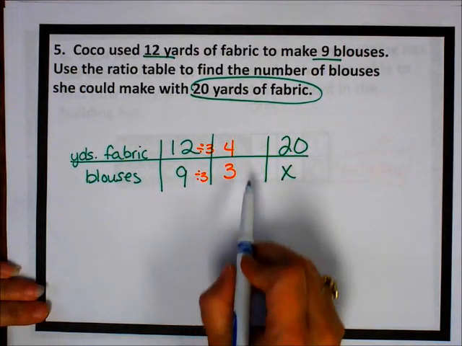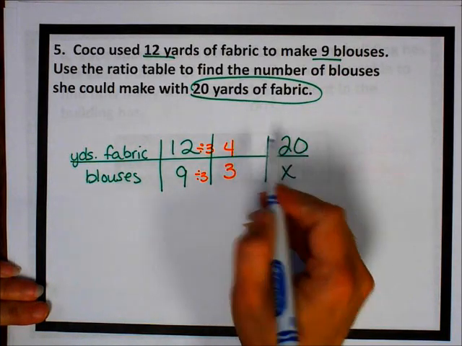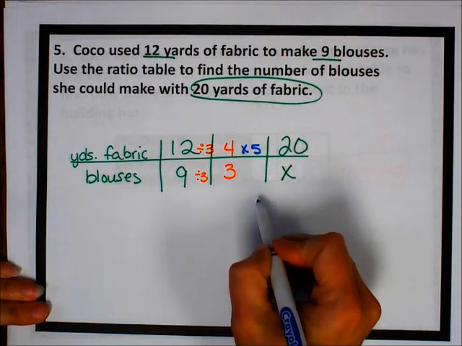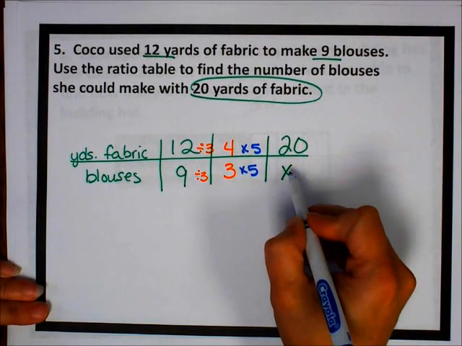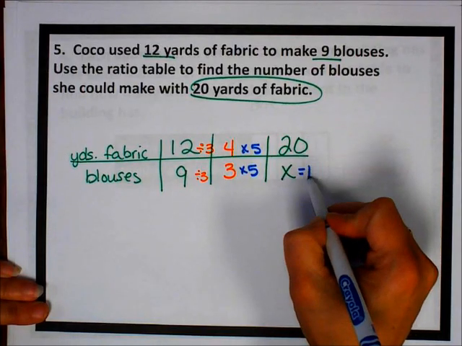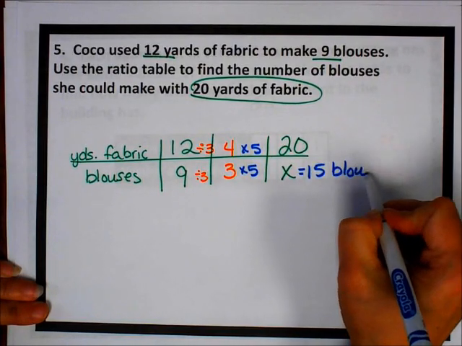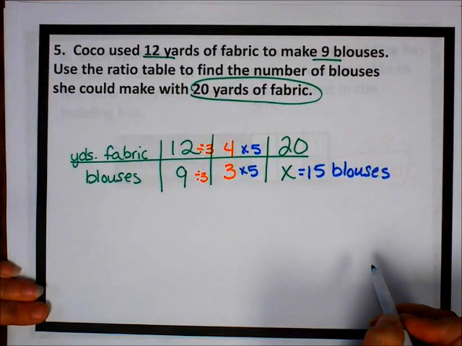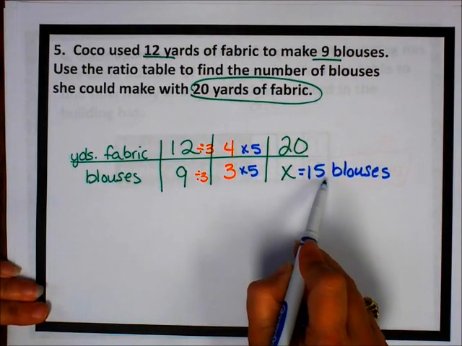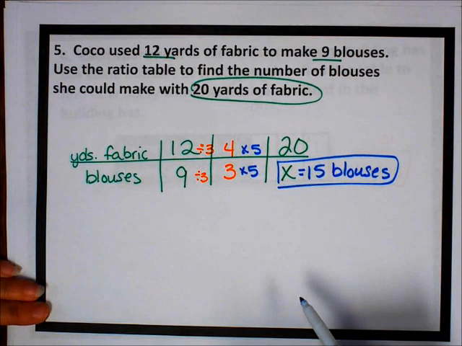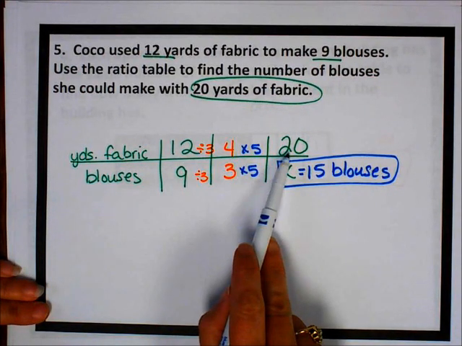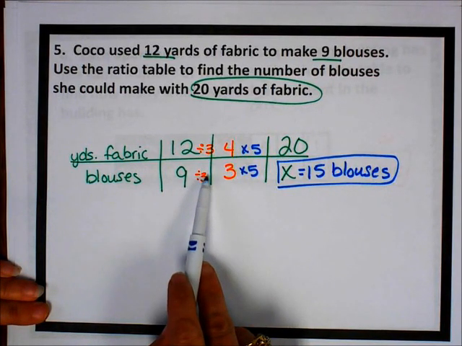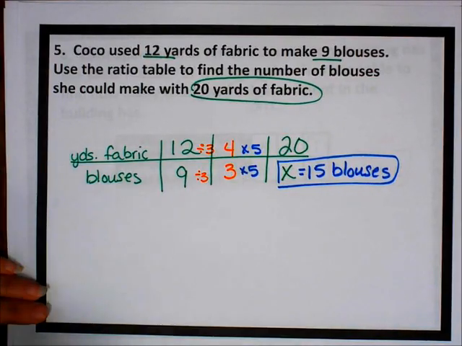Now notice I'm able to get from 4 to 20 by multiplying by 5. So I'll also need to multiply 3 times 5. So X is equal to 15 blouses. So that means if I have 20 yards of fabric, I make 15 blouses. So notice if I can't get from one number to the next in one step, I might have to do 2 steps. I may have to simplify first and then multiply.